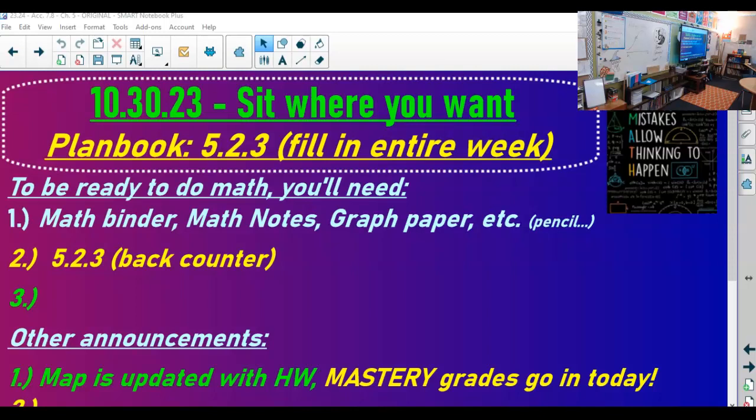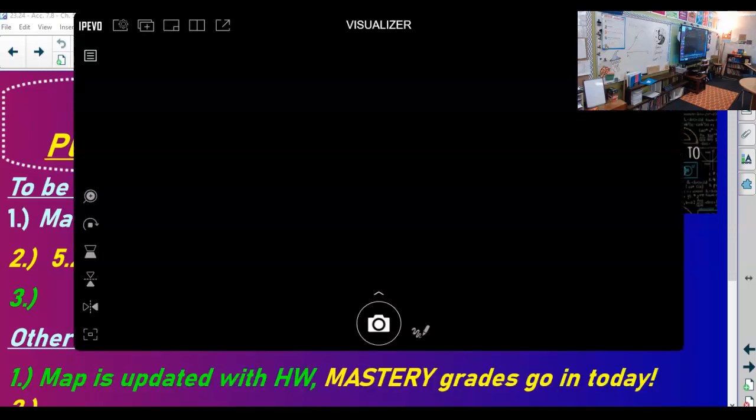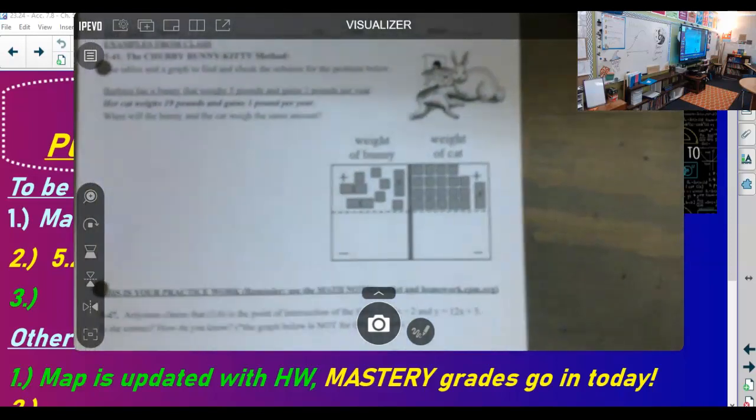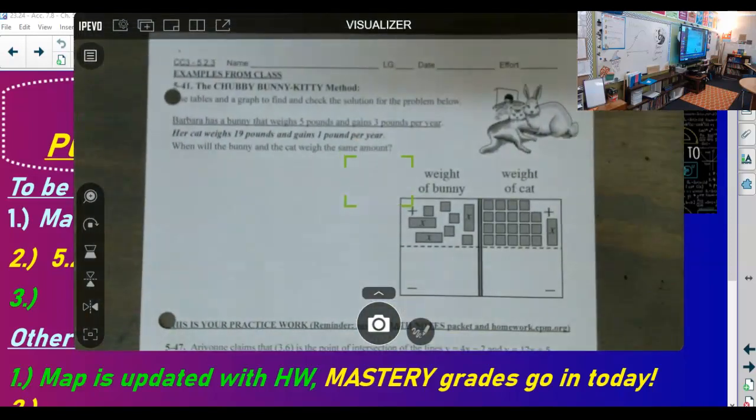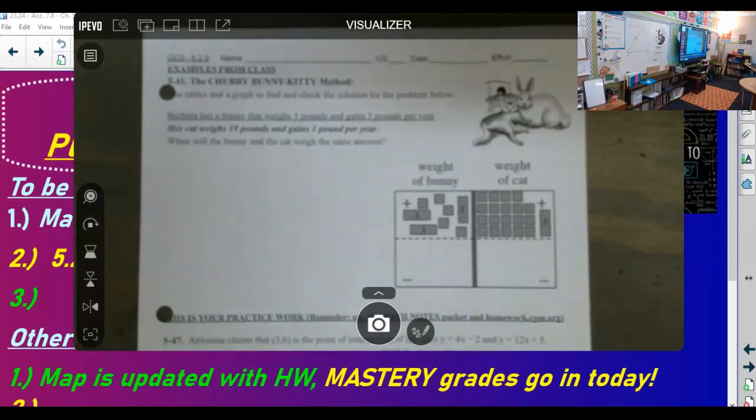All right, on your paper, because some of us, no matter how many times I say this is on your paper, forget that it is.